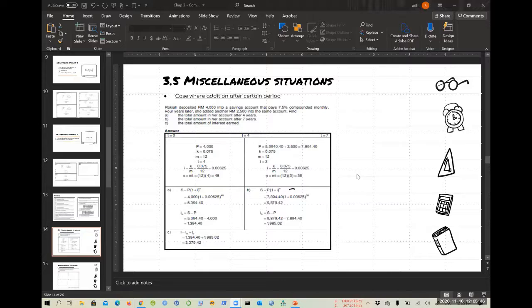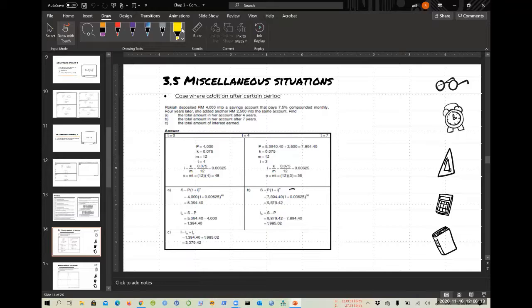Okay, this is a word problem. We're just going to discuss the word problem for this one and see how it goes. It says here, Rokia deposits 4,000 into a savings account that pays 7.5% compounded monthly. Let me just get my highlighter. It says there, 4 years later she added another 2,500 into the same account.